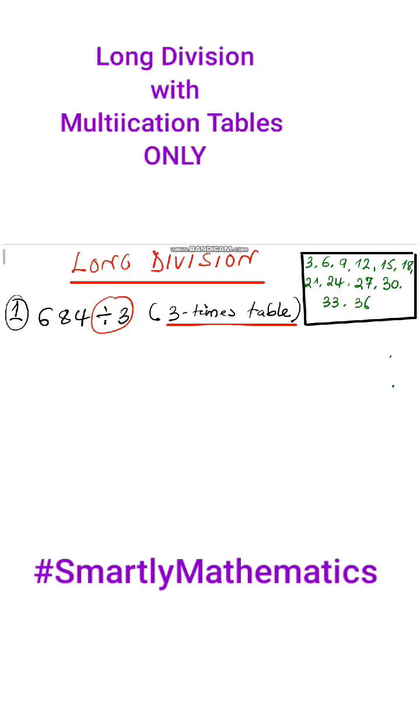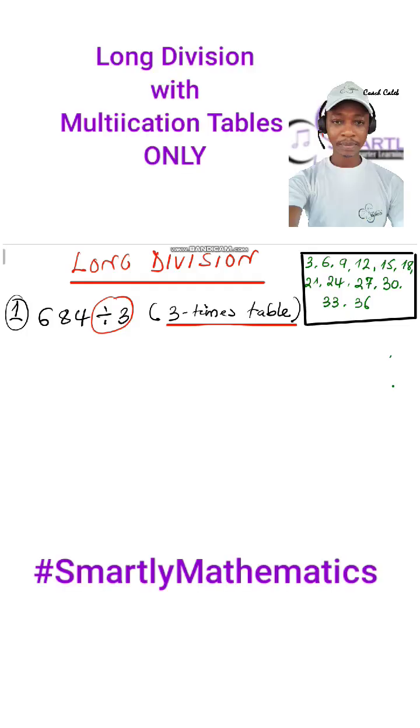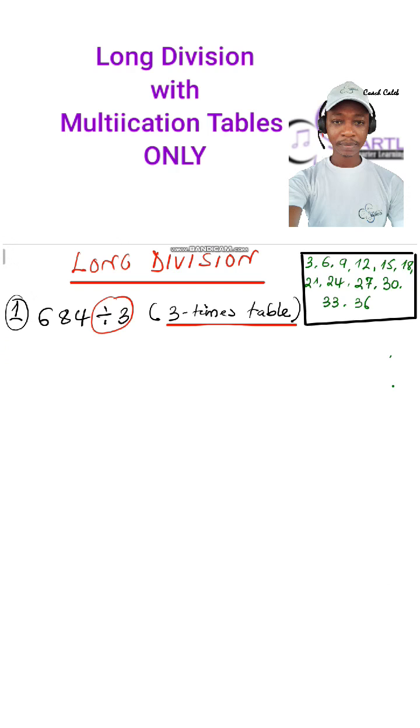So let's see how we use our multiplication tables to make division easy. Long division is one of those nightmares. So the first problem says 684 divided by 3. The first thing I want us to notice today is that anytime you hear "divided by" something, it means we are using that multiplication table to find our multiples to do the division.